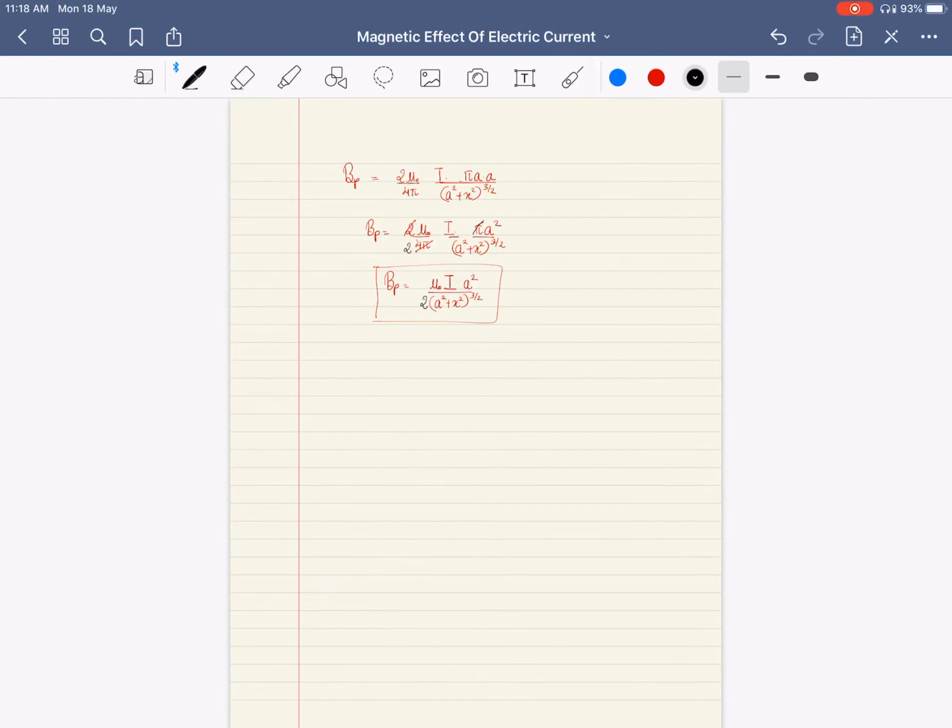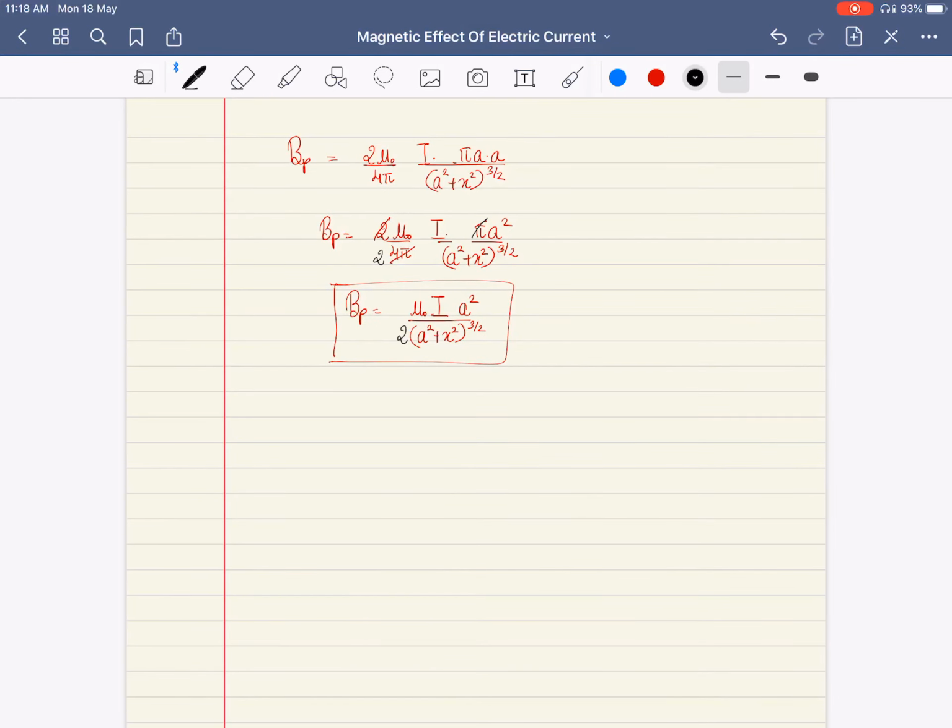Okay. So the net magnetic field produced at the center of the coil, that is at point P, we can write it as mu naught I a square upon 2 times of a square plus x square the whole raised to 3 by 2. Okay.